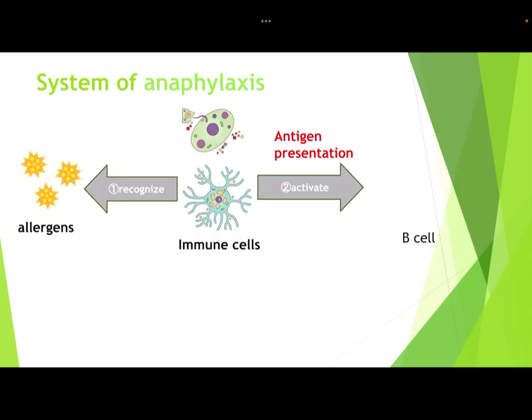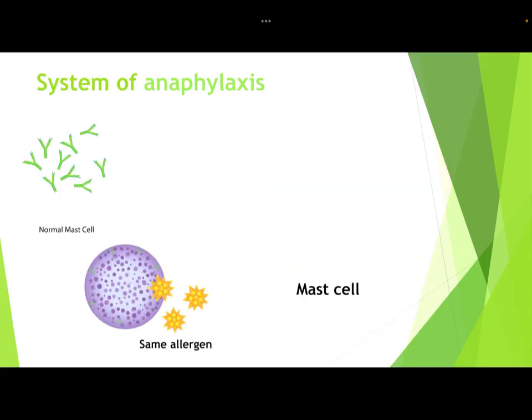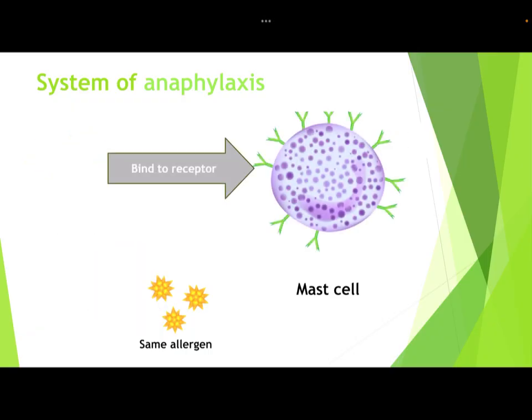First, when these allergens are taken into the body for the first time, immune cells recognize them and present an antigen, activating B cells. Then, B cells produce IgE antibodies, which are specialized for allergies. These antibodies then bind to receptors on the surface of mast cells.